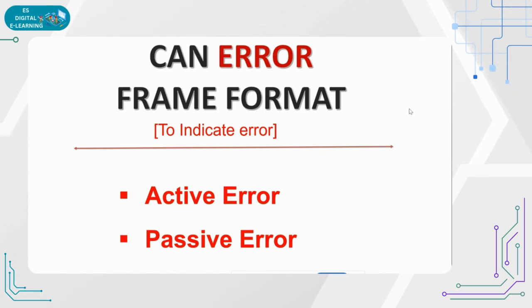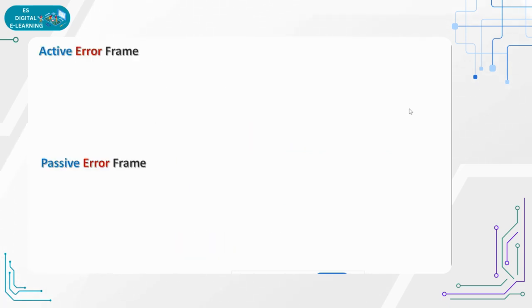CAN error frame format. You can write down CAN error frame format, active error and passive error. So what is a CAN error frame format? It indicates the error. As we told, we have two types: active error frame and passive error frame.